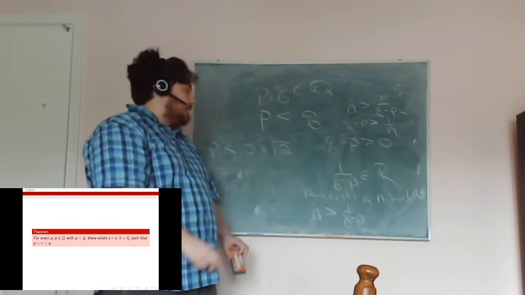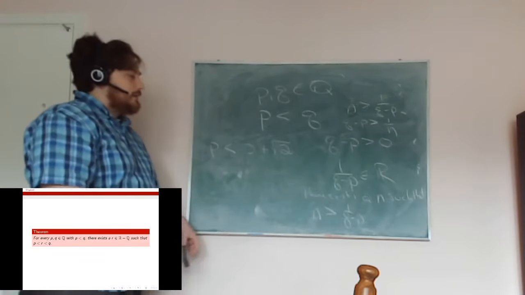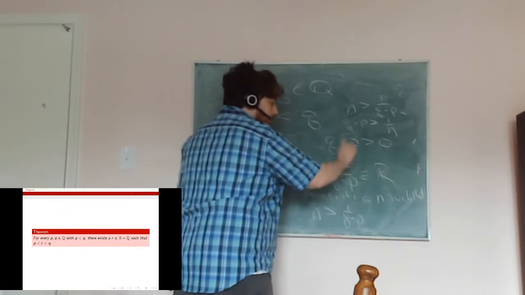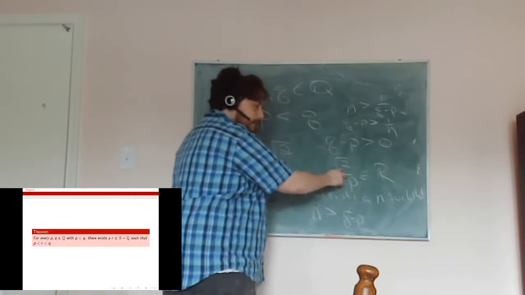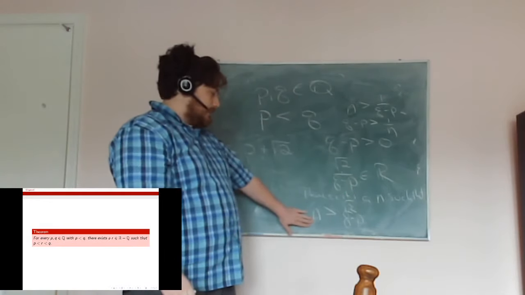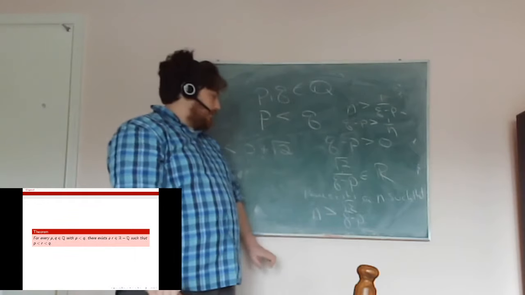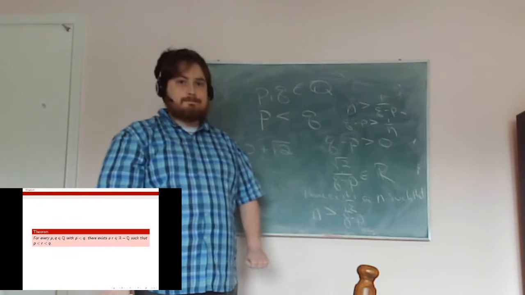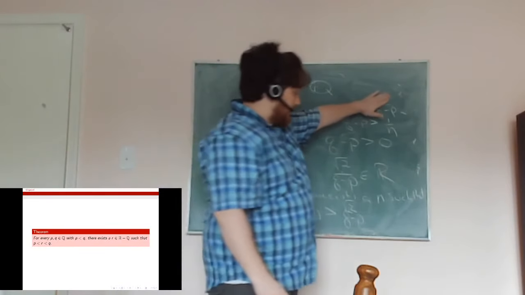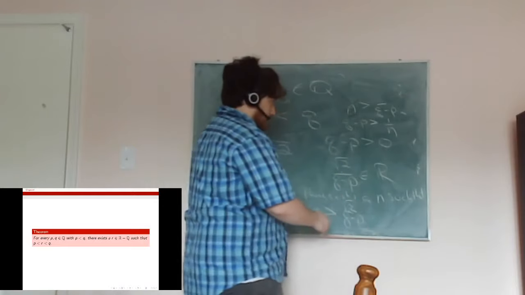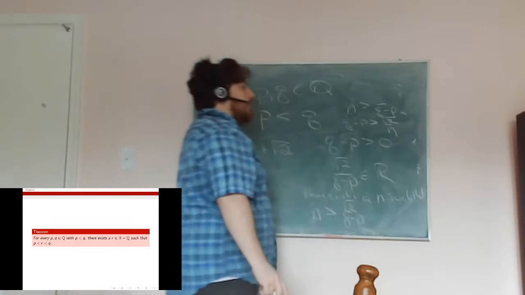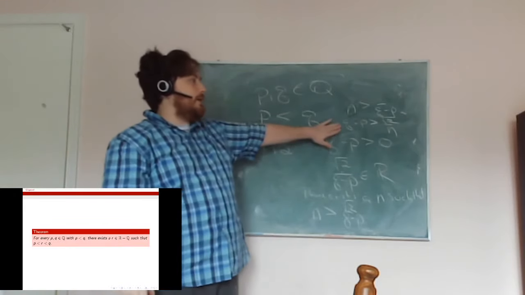Now, I'm going to take this a step further. If I multiply this by the square root of 2, this is still a real number, so I can still find an n such that n is bigger than the square root of 2 over q minus p. Which means that the square root of 2 over n is smaller than q minus p.